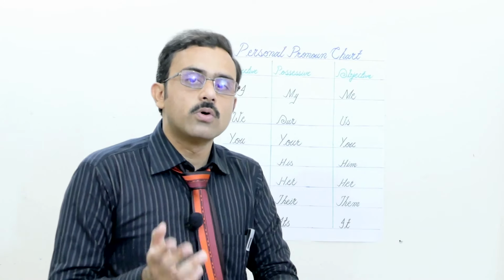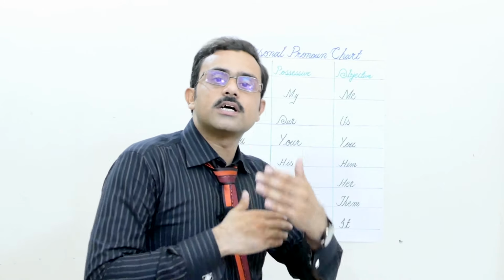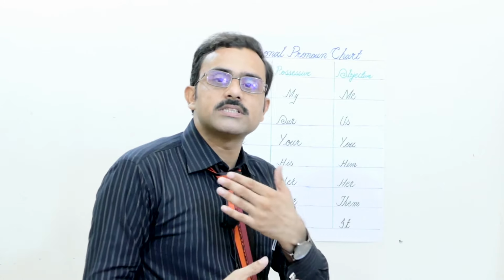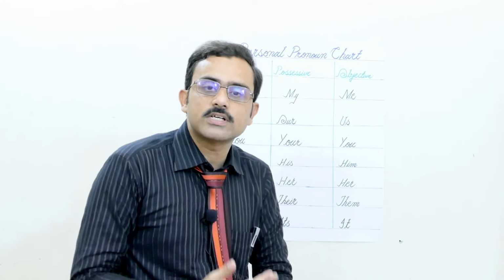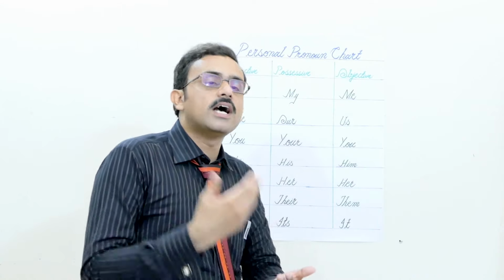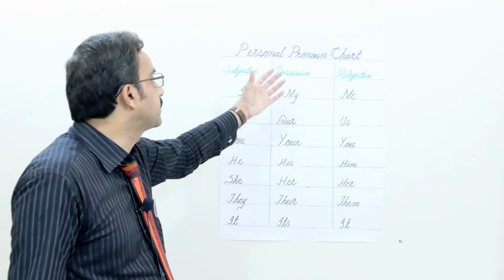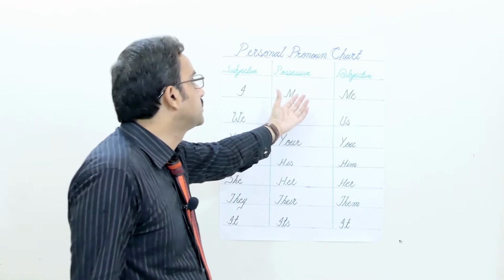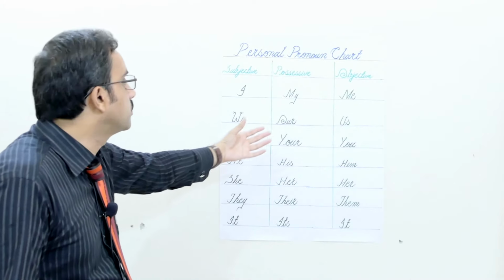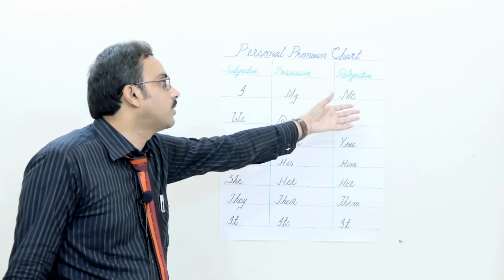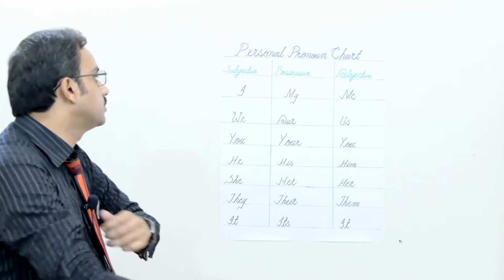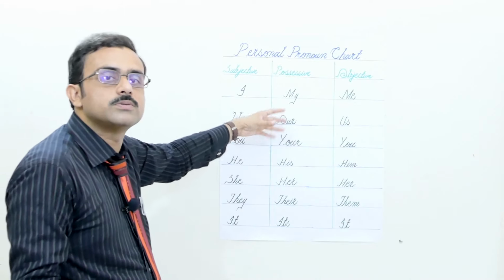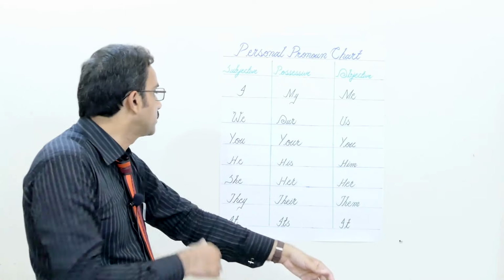All passive voice sentences are formed with the help of the past participle, meaning the third form of the verb. Okay, first we discussed the difference between active and passive voice, the explanation and the prominence, and then we discussed the personal pronoun chart. I told you subjective case, possessive case and objective case, and how subjective case changes into objective case. I told you about first person pronouns, second person pronouns and third person pronouns.